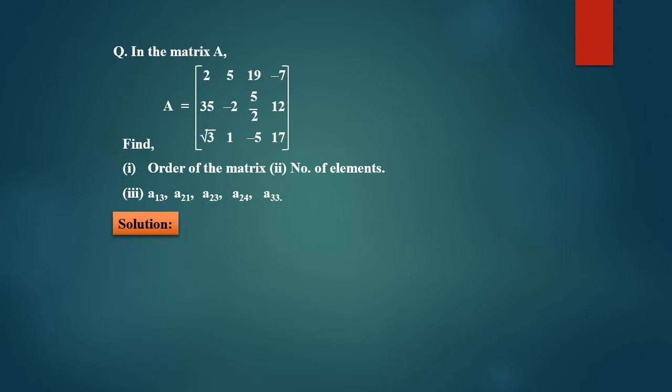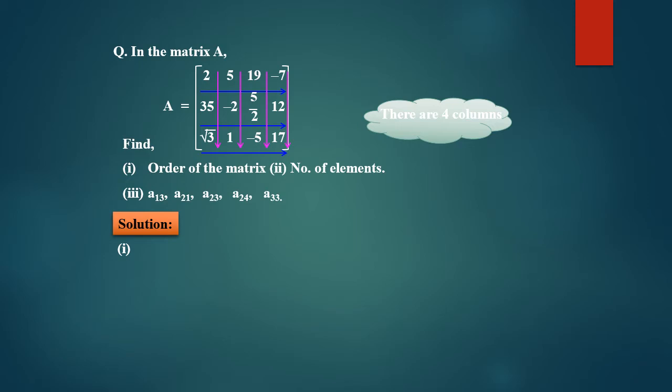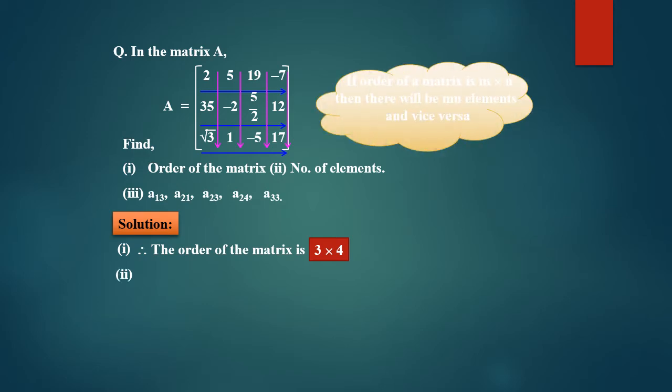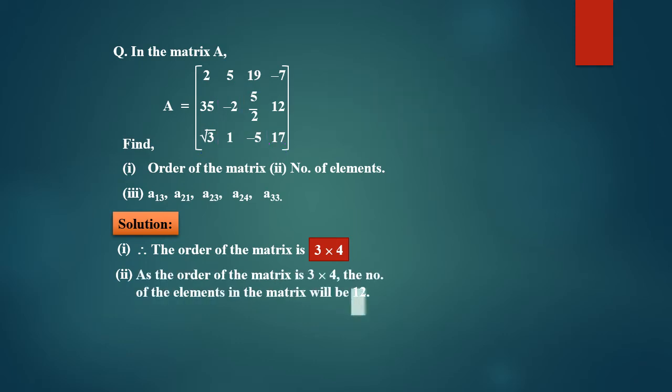So we will start with the order of the matrix. Just by observing the matrix, there are 3 rows and 4 columns. So the order of the matrix is 3 cross 4. Next, the number of elements is the product of the number of rows and number of columns. So 3 into 4 is equal to 12. So there will be 12 elements in the given matrix.